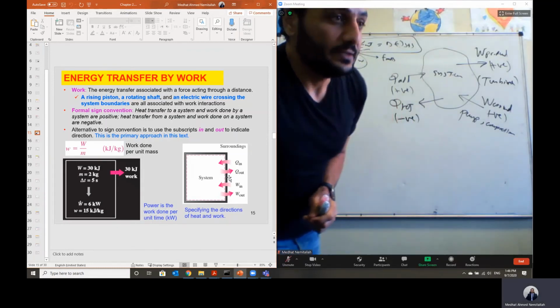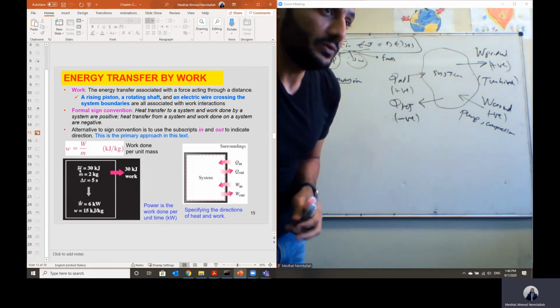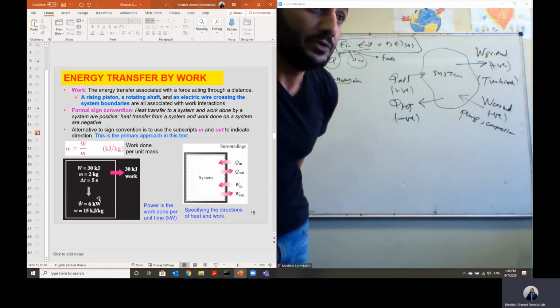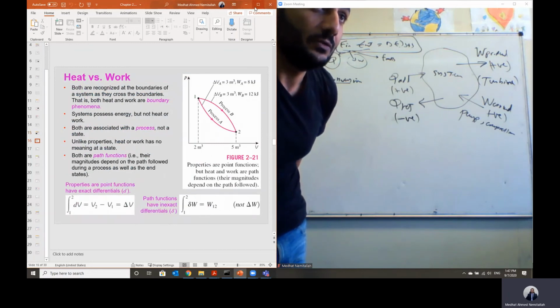Here is just a simple example to know the difference. W capital is the total work, mass is given, delta T is given, then we can calculate work dot, which is the work per unit time, or the specific work, which is the work per unit mass. This is something very simple, you can follow it.